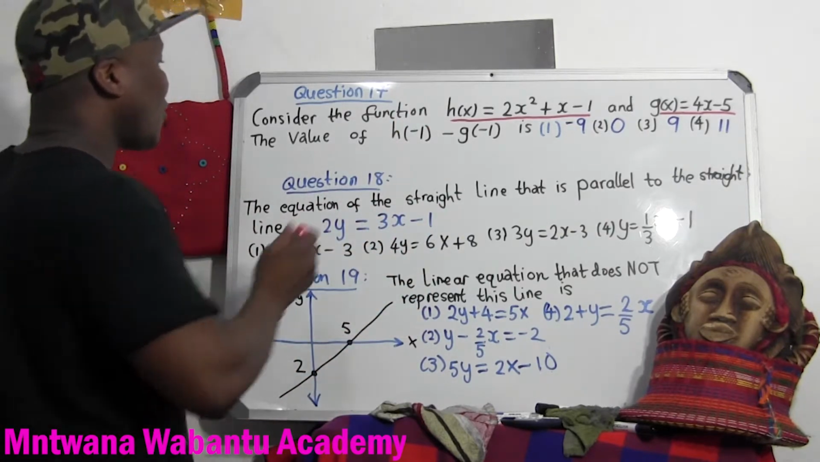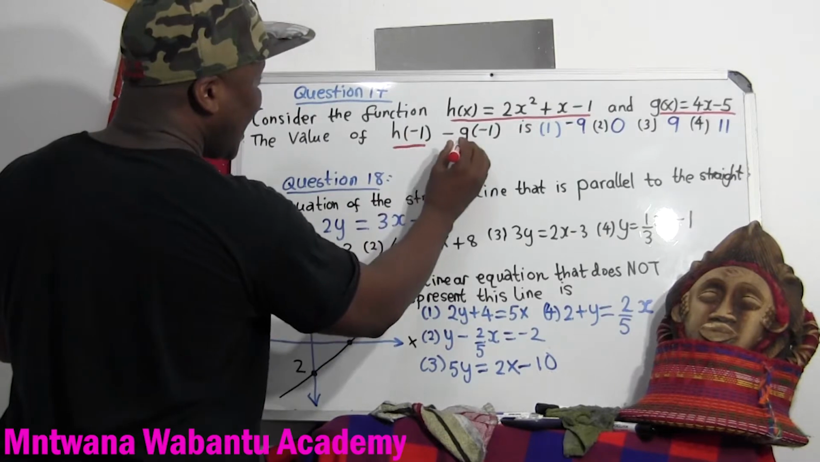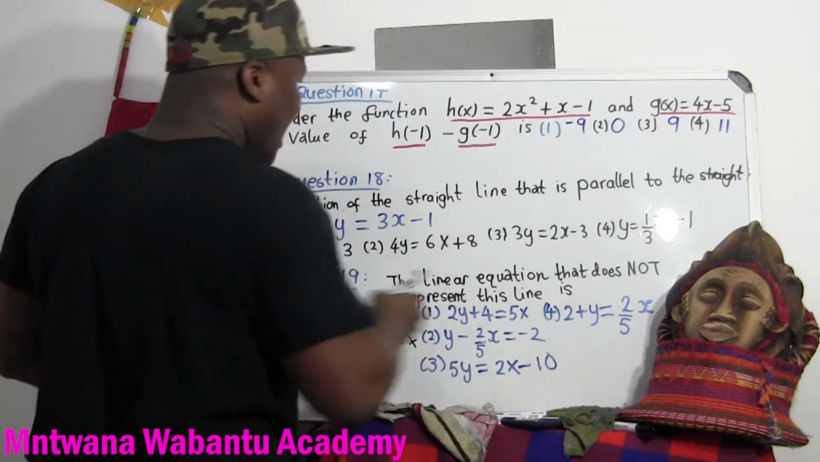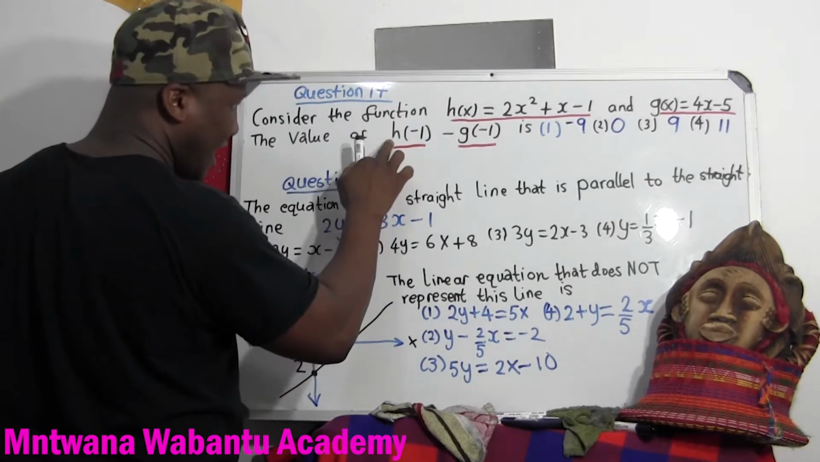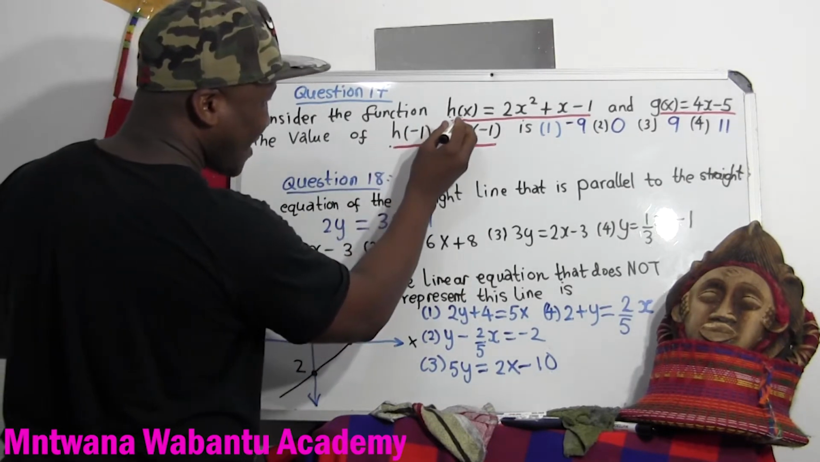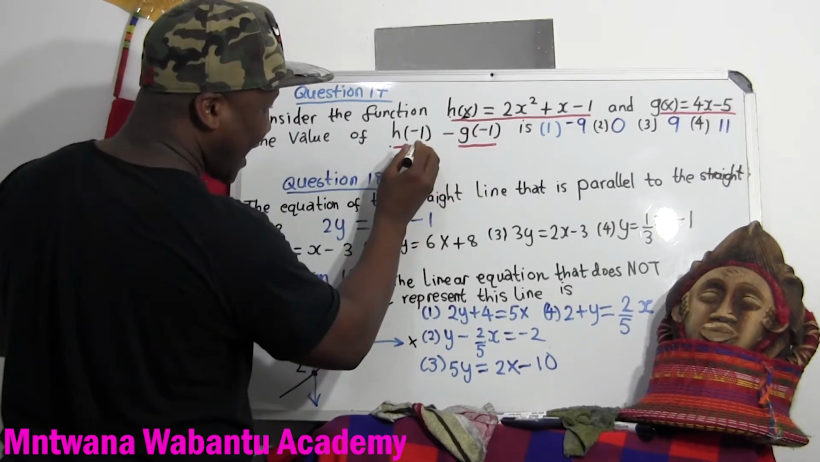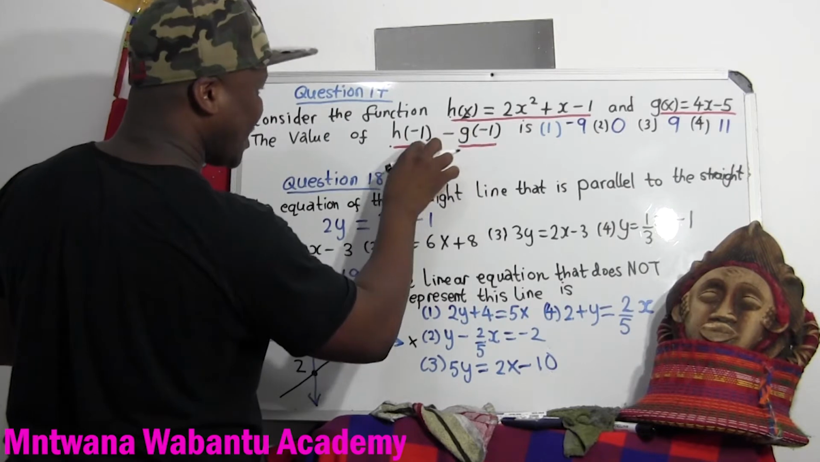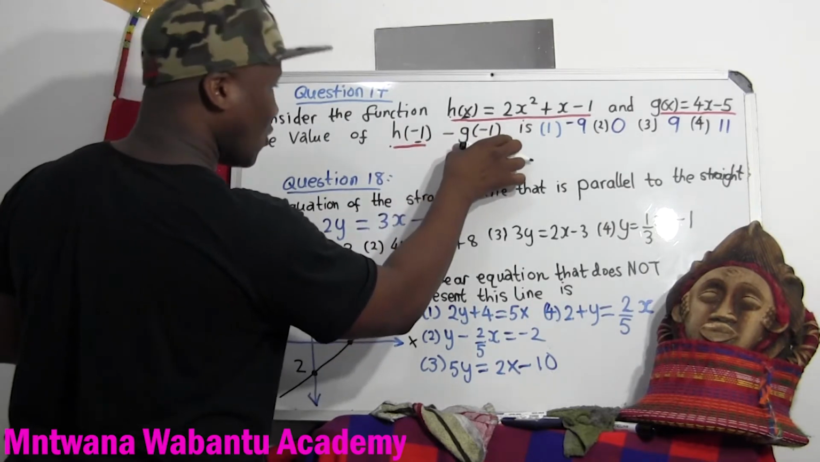Now you have to find the value of h of -1 and g of -1. So what does that mean? If they say h of -1, this is h. It means whenever there's an x, we must put in -1. So let me find h of -1, and then let me find g of -1.